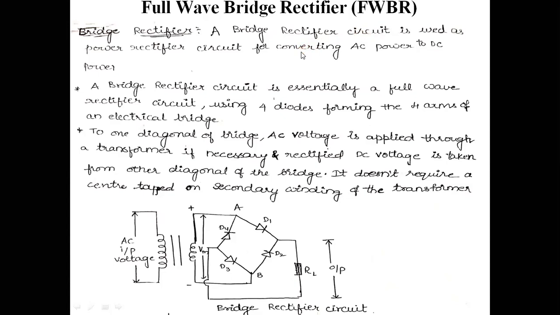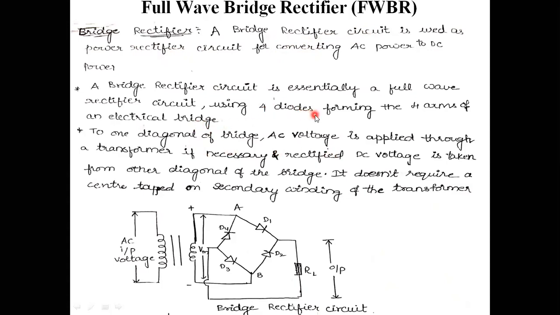The basic principle is converting an AC signal to a pulsating DC signal, same as usual. A bridge rectifier circuit is used as a power rectifier circuit. It can be used in power supply circuits, where it plays a vital role. It is a part of the power supply circuits, converting an AC signal to a DC signal, or simply AC power to DC power.